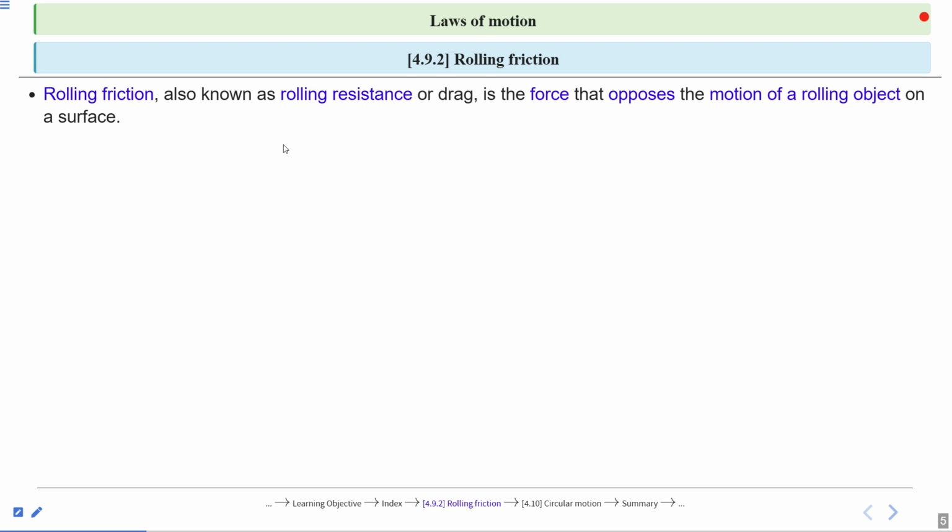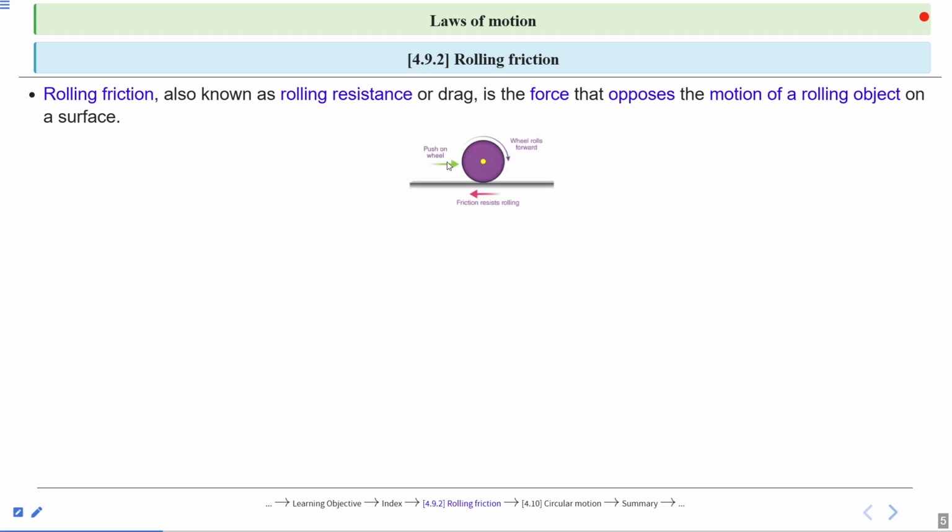So our topic is rolling motion, rolling friction. Now here the question arises, how can we define rolling friction? Rolling means when we roll something round, like a round circle. So rolling friction, also known as rolling resistance or drag, is the force that opposes the motion of a rolling object on a surface.